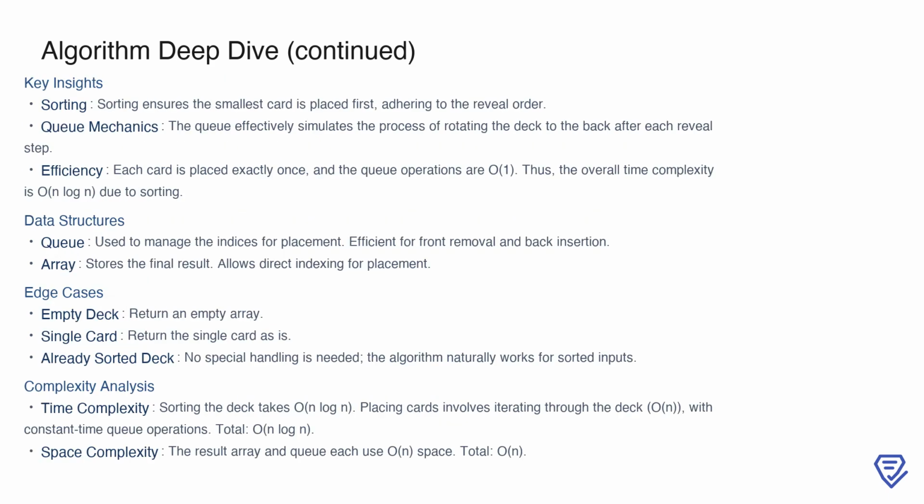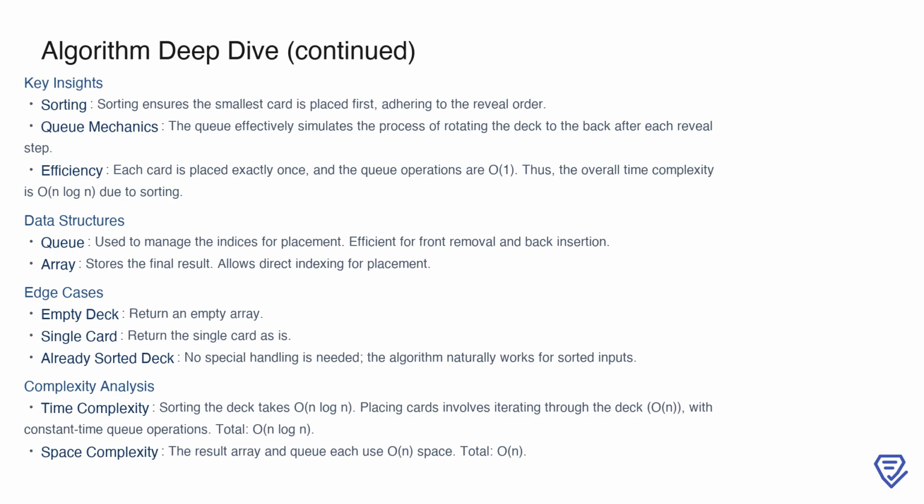This approach is built on several key insights. First, sorting the deck guarantees that the smallest card is placed first, which aligns with the reveal order. The use of a queue is crucial as it efficiently simulates the process of rotating the deck to the back after each reveal step. Each card is placed exactly once, and queue operations like removing the front or adding to the back are performed in constant time. Combining this with the sorting step, the overall time complexity of the algorithm is O(n log n). The space complexity is O(n), as we use both a queue and a result array of size n.